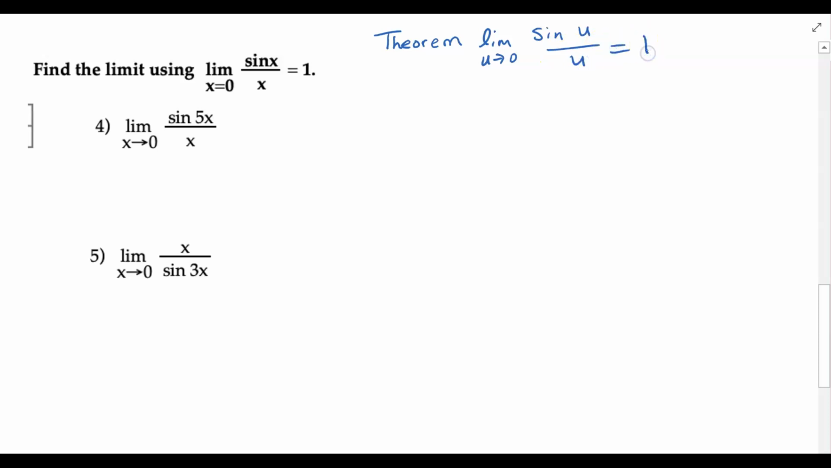Well, it equals 1. Now, there is a way to prove this, but we're not going to get into detail about that. We're just going to learn how to apply it. Now, u can be anything so long as whatever u is matches whatever the u is in the denominator. So, for example, if I see on my problem number 4, I have the limit as x approaches 0 of the sine of 5x over x, the limit theorem doesn't apply right away because 5x in the numerator also must have a 5x in the denominator.